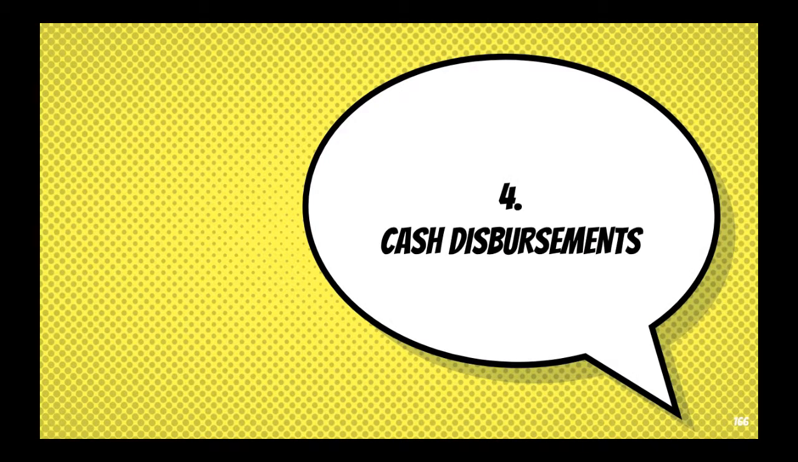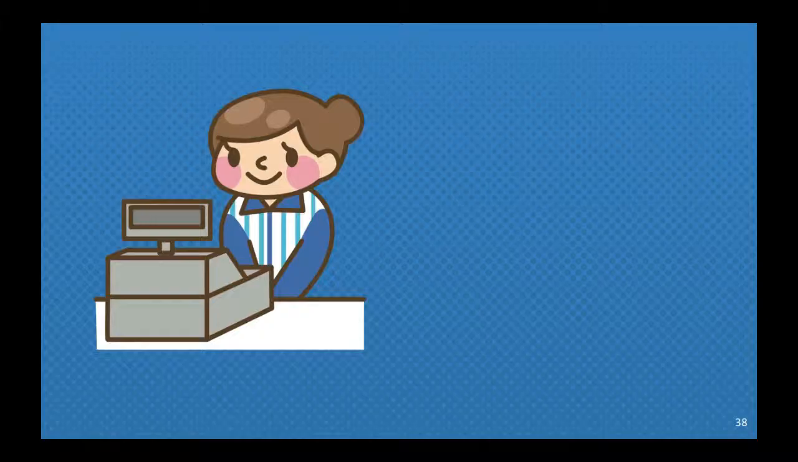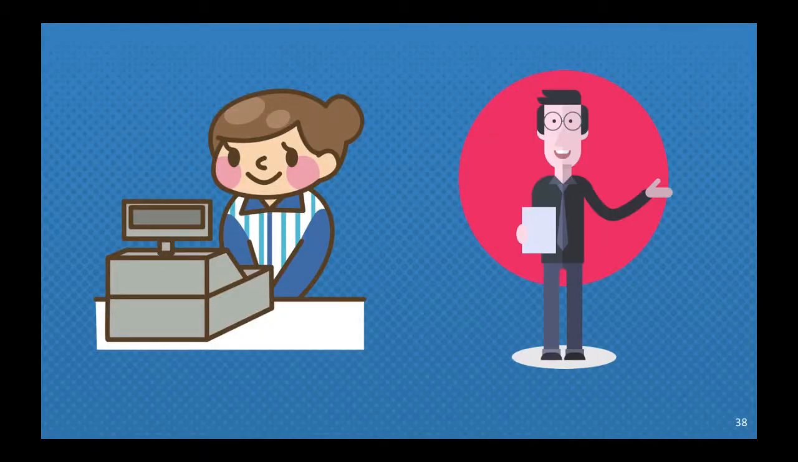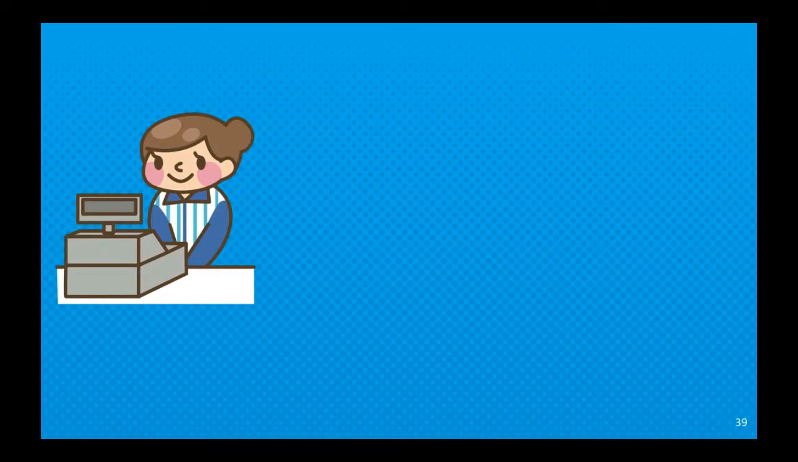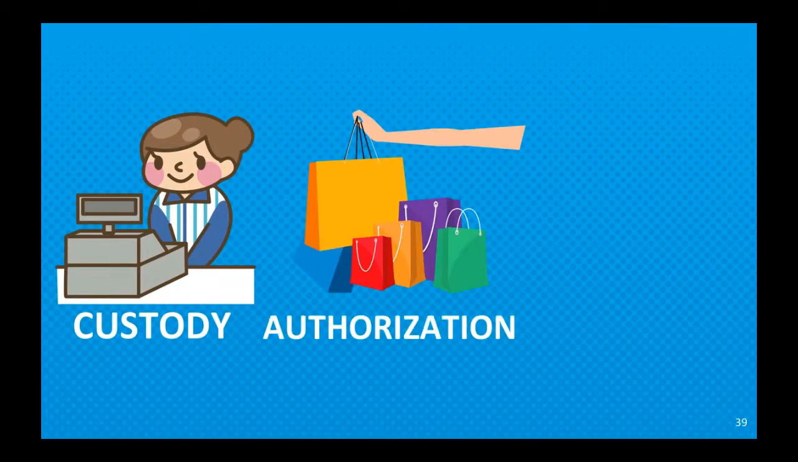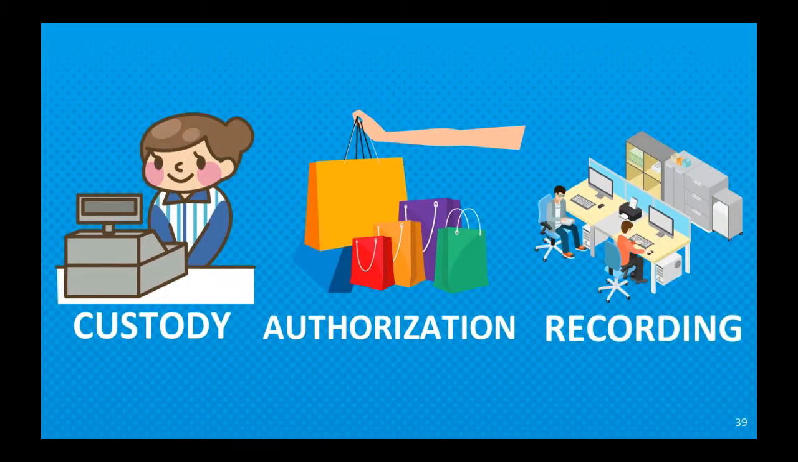The final activity for the expenditure cycle is cash disbursements. The cashier reports to the treasurer, who is responsible for paying suppliers. This segregates the custody function, which is played by the cashier, from authorization, the purchasing department, and the recording, accounts payable department. Payments are made when the accounts payable department sends the cashier the voucher package.